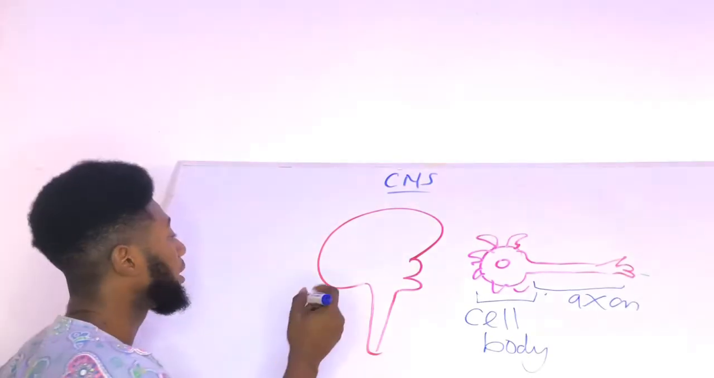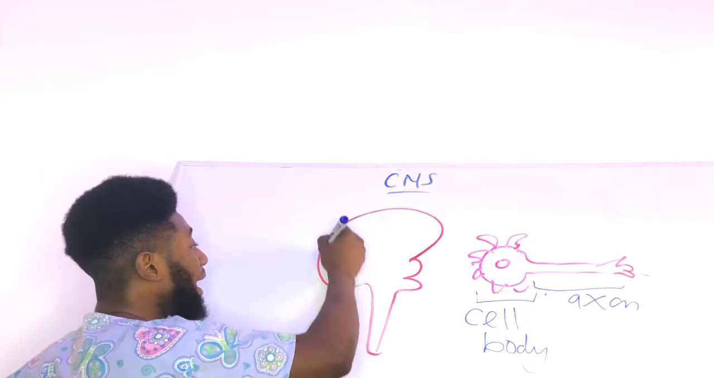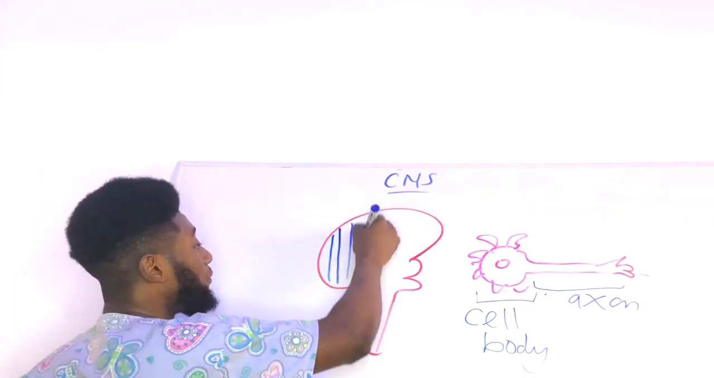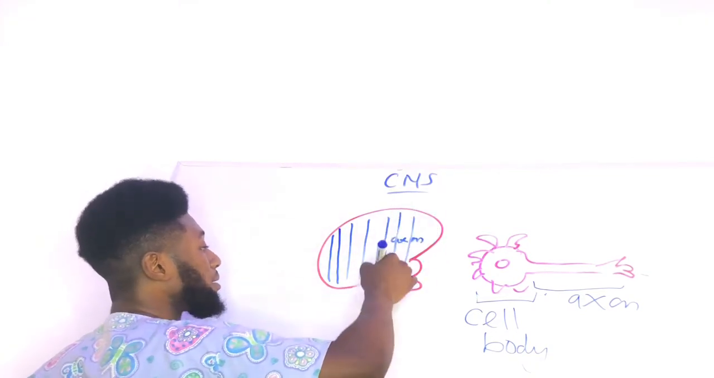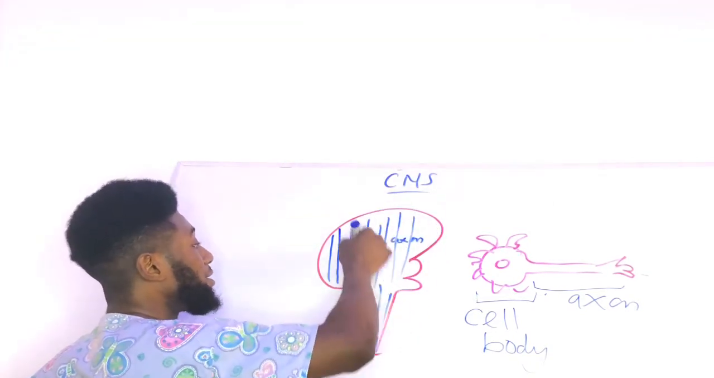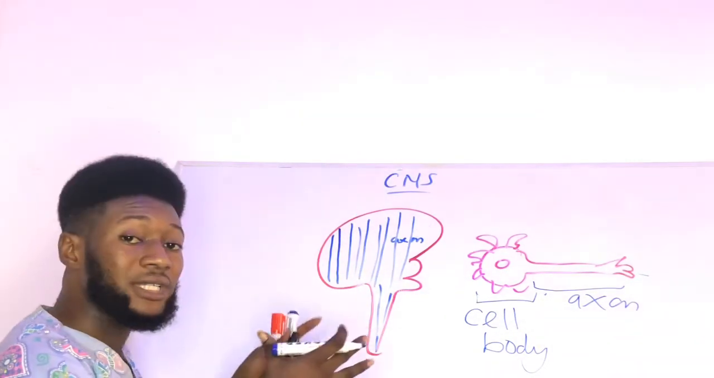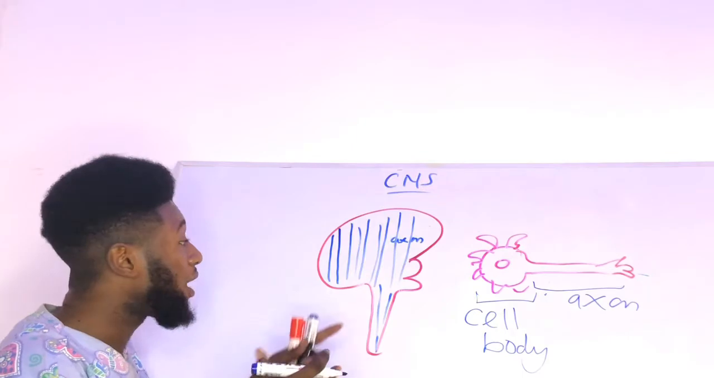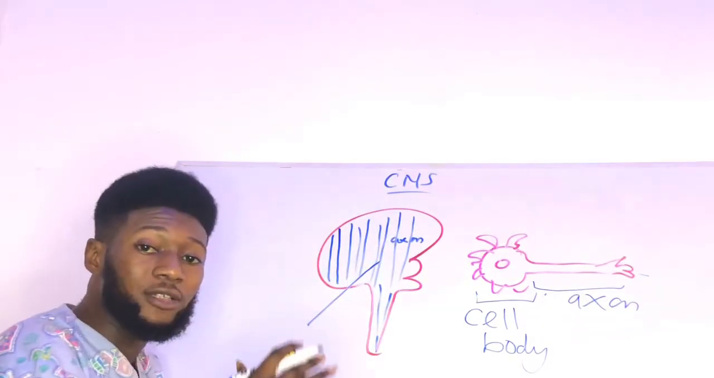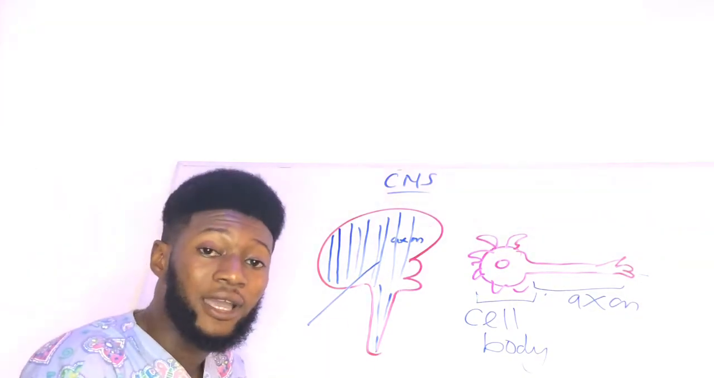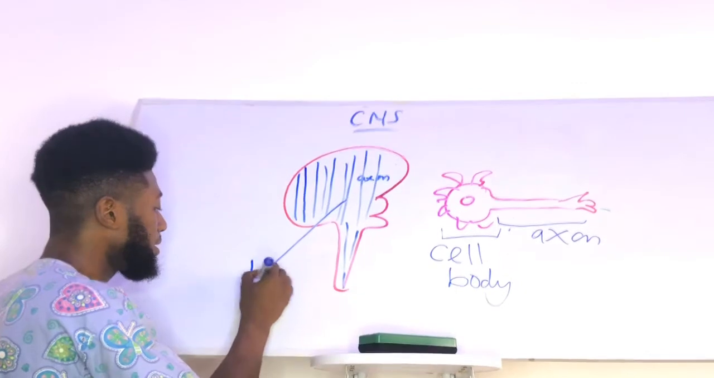So I have one, right? Working in here inside the central nervous system, these are the axons. The axons found inside the central nervous system. Since this is a group of axons found inside the central nervous system, I refer to this bundle of axons as tracts, not nerves. Tracts.